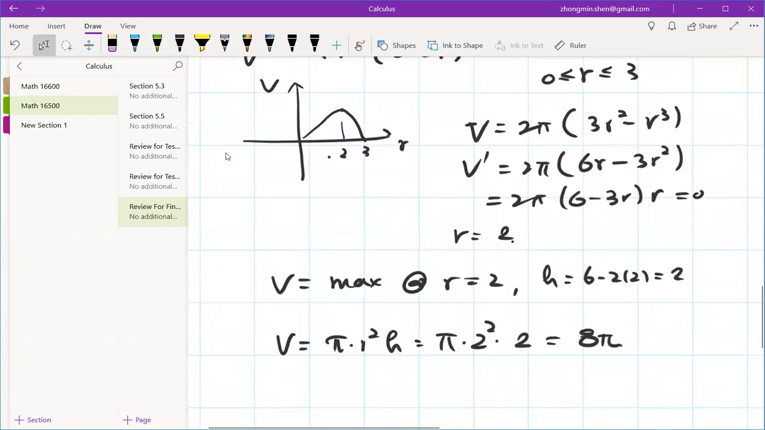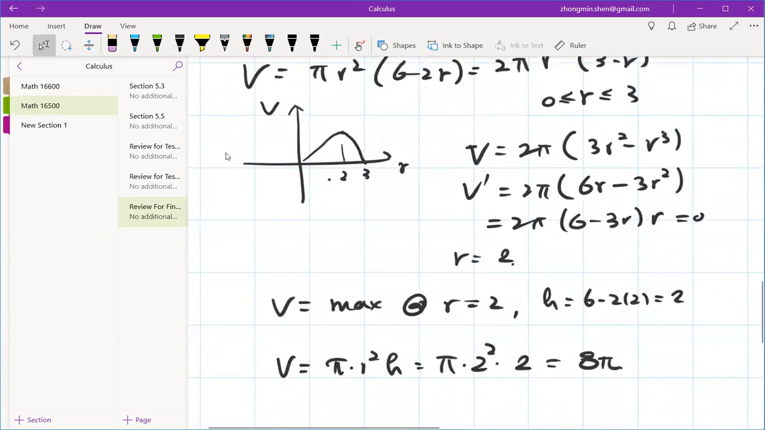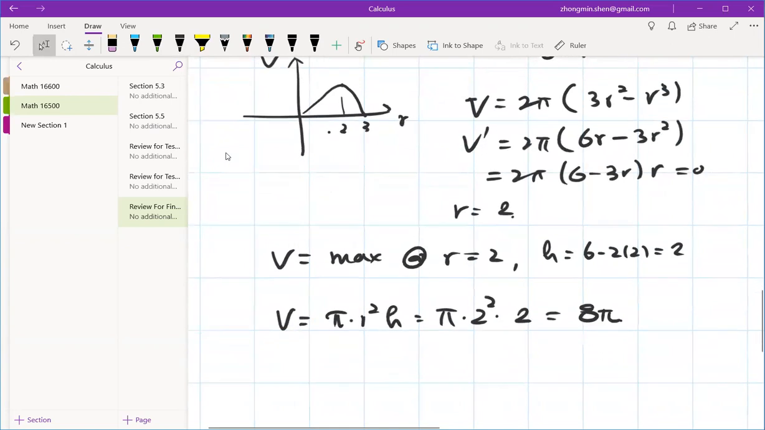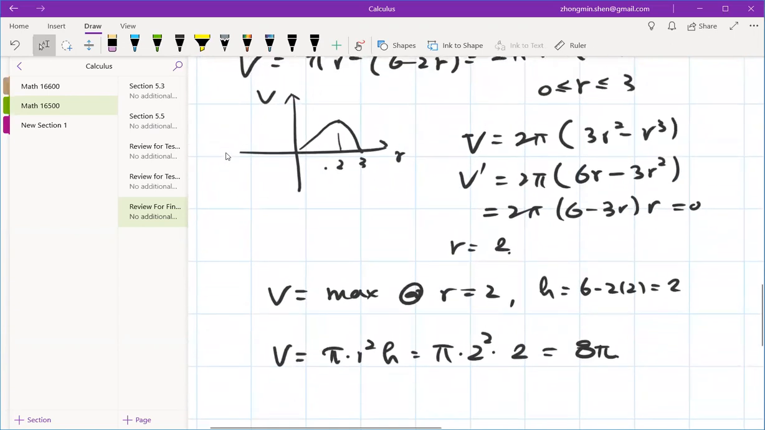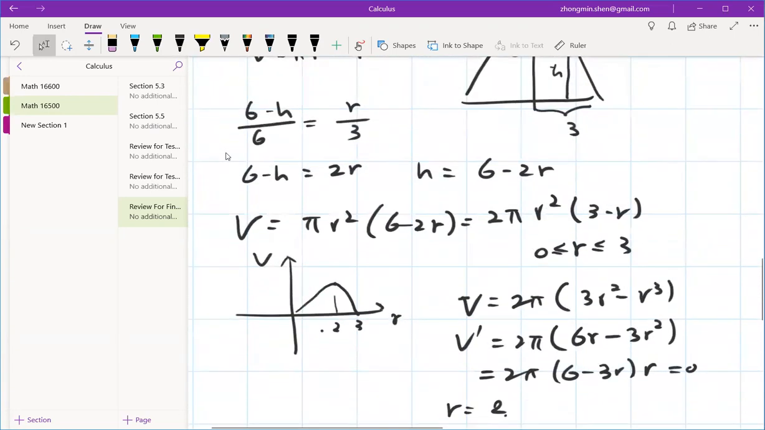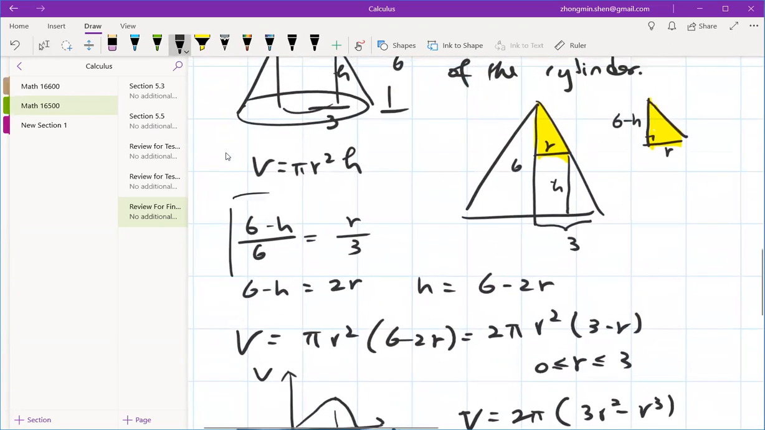So ask yourself, which part is difficult for you? You should know the volume formula for the cylinder. But then it involves two variables, r and h. So you have to find the relation between r and h. Then you draw the picture, and you find this important relationship using similarity. Maybe this is the difficult part, the geometry part.